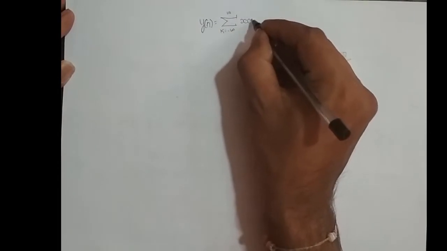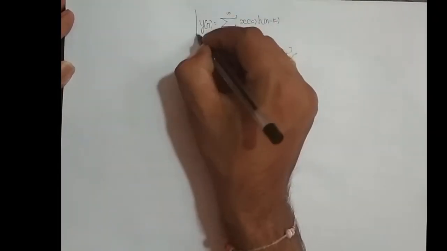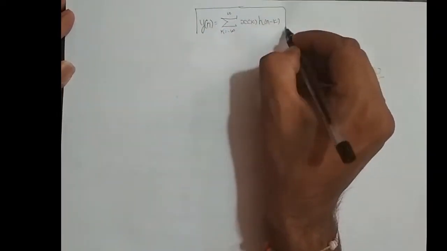This is the equation of a convolution sum. The convolution sum equation is given by y of n is equal to summation k varying from minus infinity to plus infinity x of k h of n minus k. We derived this in our previous videos, right?